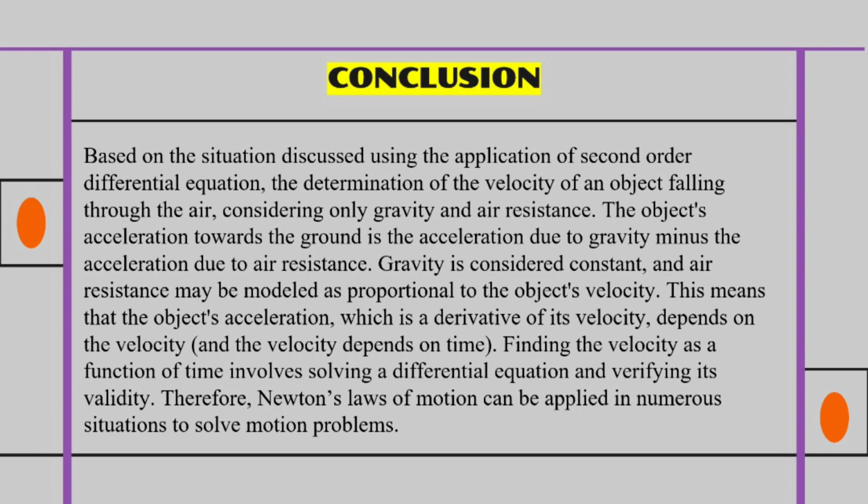Conclusion. Based on the situation discussed using the application of second order differential equation, the determination of the velocity of an object falling through the air, considering only gravity and air resistance, the object's acceleration towards the ground is the acceleration due to gravity minus the acceleration due to the air resistance. Gravity is considered constant and air resistance may be modeled as proportional to the object's velocity. This means that the object's acceleration, which is a derivative of its velocity, depends on velocity. Finding the velocity as a function of time involves solving a differential equation and verifying its validity. Therefore, Newton's law of motion can be applied in numerous situations to solve many problems.